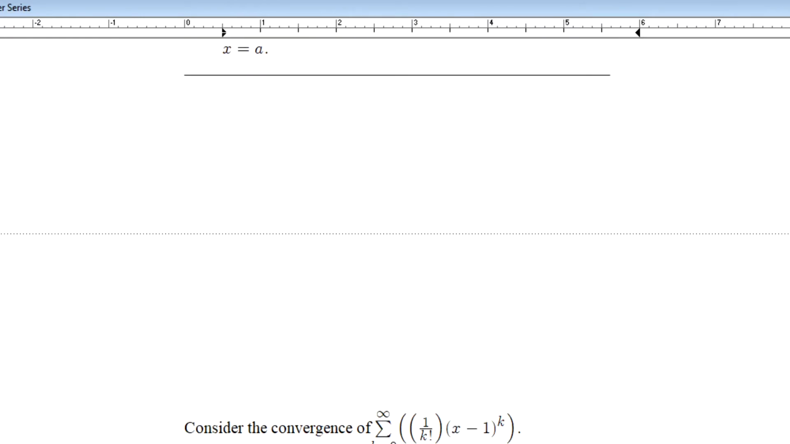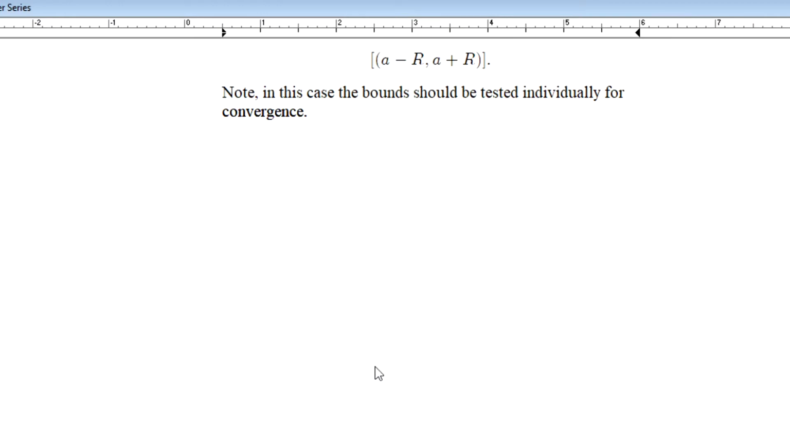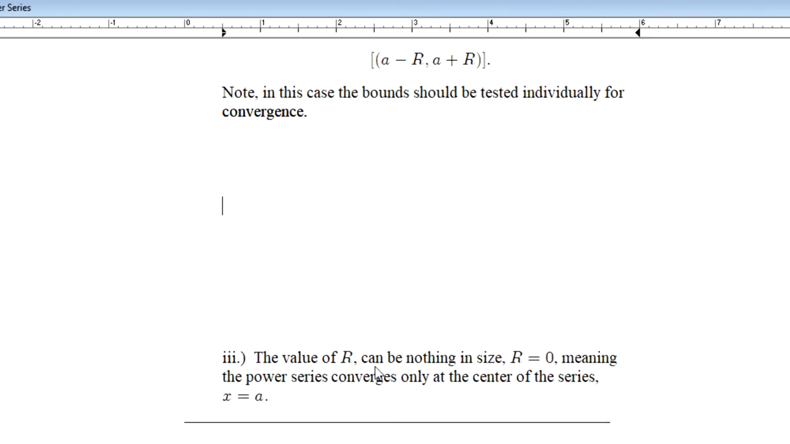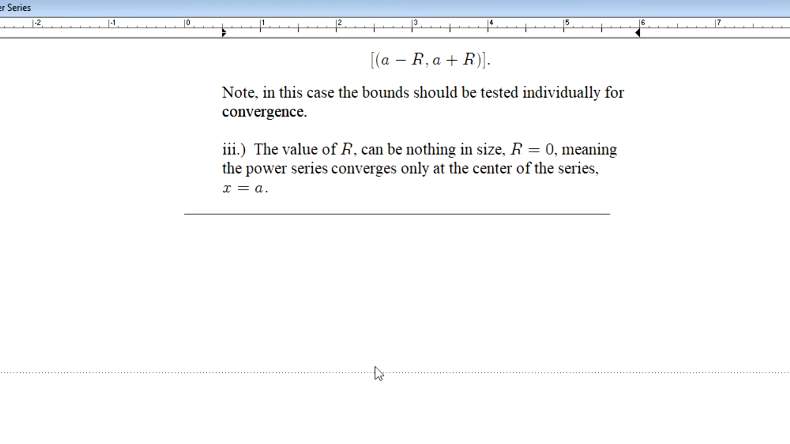And then the third case is you could get a radius of convergence that is 0 in size. R could end up equaling 0. You have nothing in size for your radius of convergence. What this means is that the power series only converges at its center, only at a value of x equal to a.